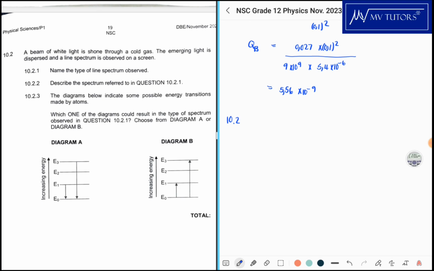Okay, now it says 10.2.1. Name the type of line spectrum observed. Remember the types of spectrum you have? You have continuous spectrum. There's no line there. Then you have an emission spectrum. And you also have an absorption spectrum. So when it comes to white light that is shone through a cold gas, this one would be referring to the absorption spectrum.